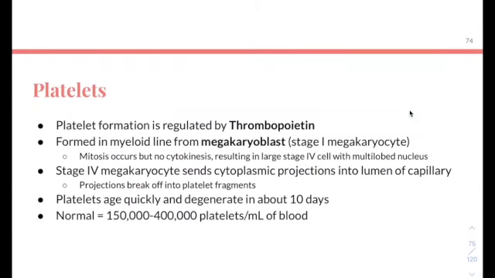Thrombopoietin is what regulates the formation of platelets. And again, they are formed from the myeloid line, from megakaryocytes. The platelets break off of the megakaryocytes and start moving around in the blood. They only last 10 days. It's not very long before they're cleaned out of the blood as new ones are constantly replaced. Platelets usually number 150,000 to 400,000 per microliter of blood. It's a lot of platelets.